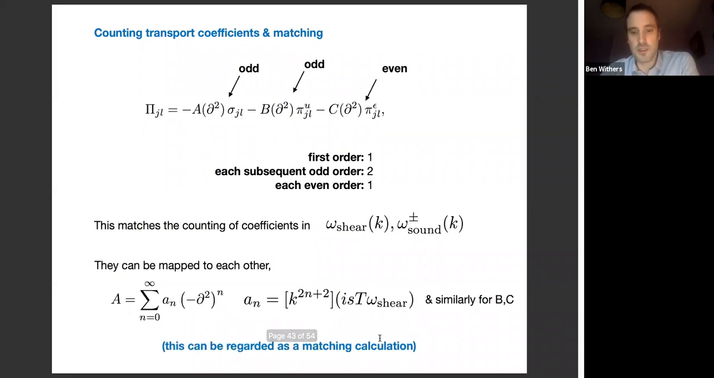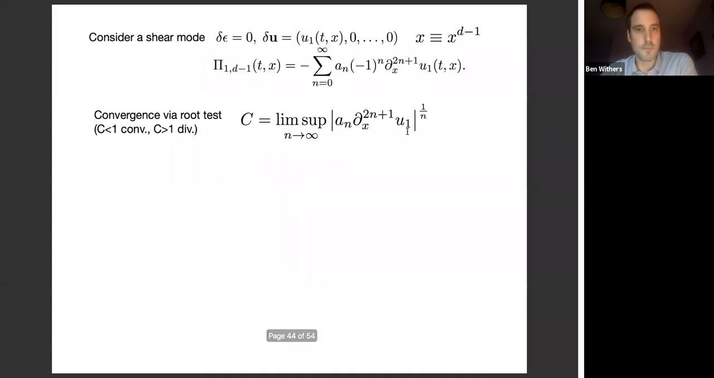So you can think of this as a kind of matching calculation. If you give me a microscopic theory with a specific shear and sound dispersion relation, you can series expand it, read off these ANs, and that tells you the hydrodynamic constitutive relation to arbitrary order. So that's the first step.